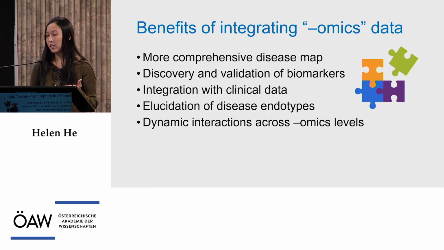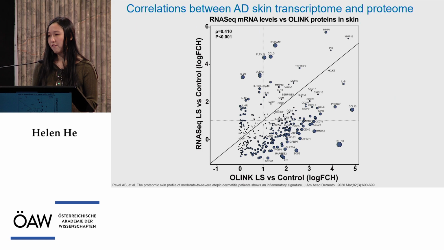It allows for the potential discovery and validation of new biomarkers and pathways of disease. For example, we previously found very strong correlations between transcriptomic RNA-seq data and proteomic Olink data in the lesional AD skin biopsies, which provides some validation for both the transcriptomic and the proteomic signatures, and also suggests that at the local level in the skin, the mRNA is likely being translated into protein.